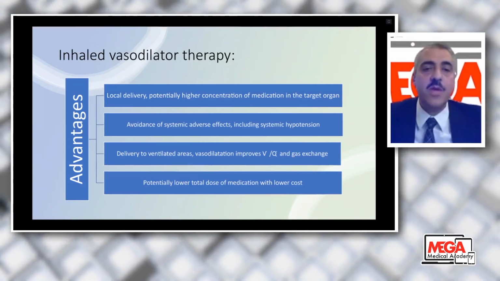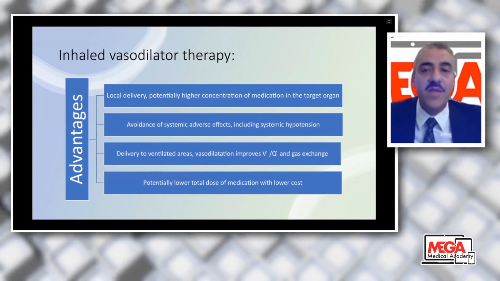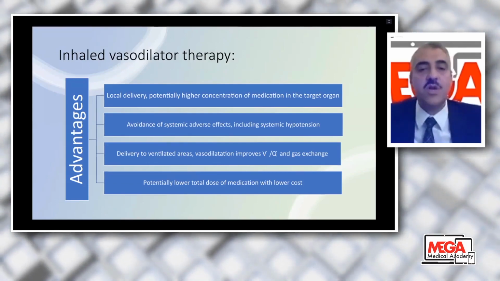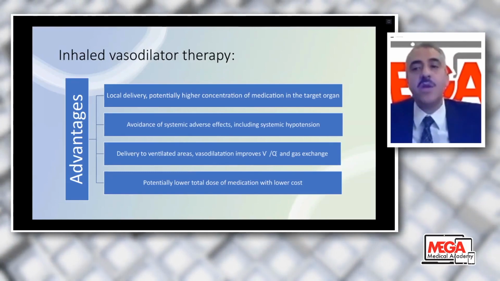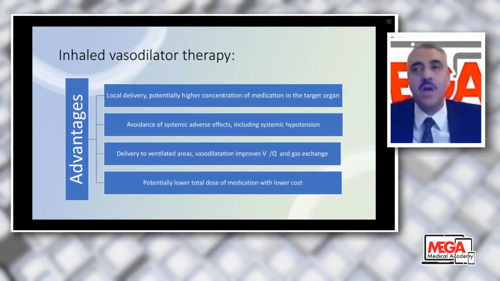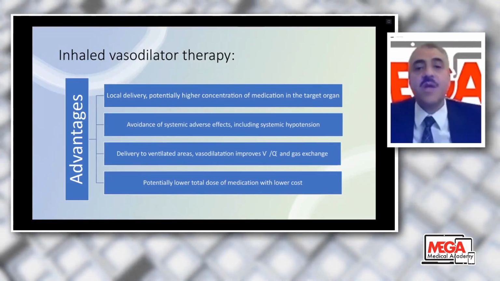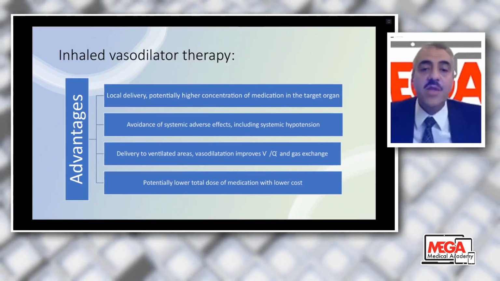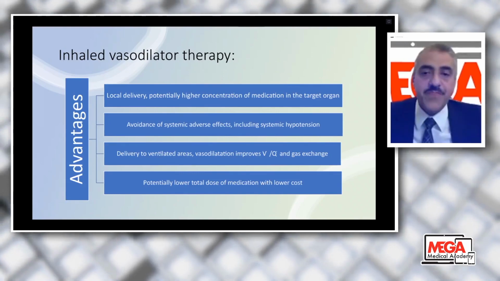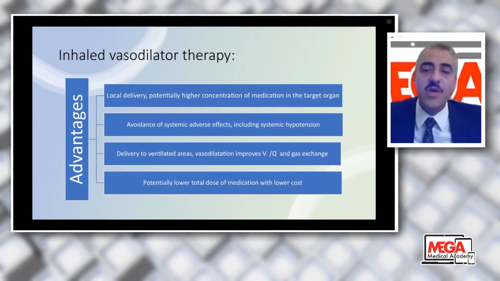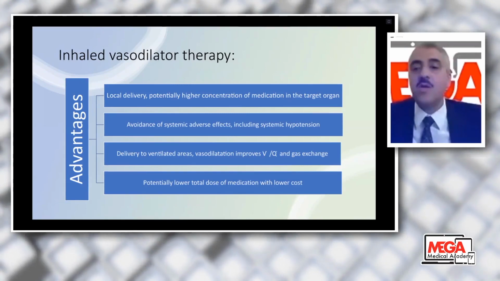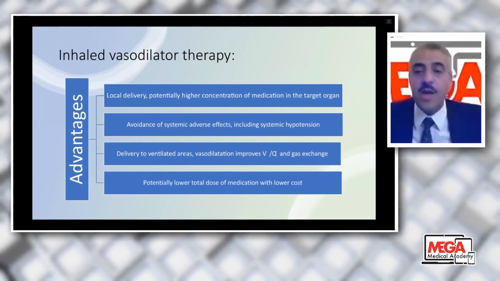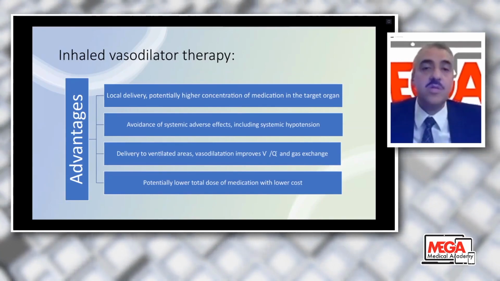The advantage of inhaled vasodilator therapy is local delivery to the target organs. We can give a big amount or high concentration of the medication directly to the target, which is the pulmonary arterioles. Another advantage is avoidance of systemic effects, including systemic hypotension, and delivery to the ventilated alveoli, which allows keeping the VQ matching in a good way and good gas exchange. Overall, the total dose is low and the cost is low.